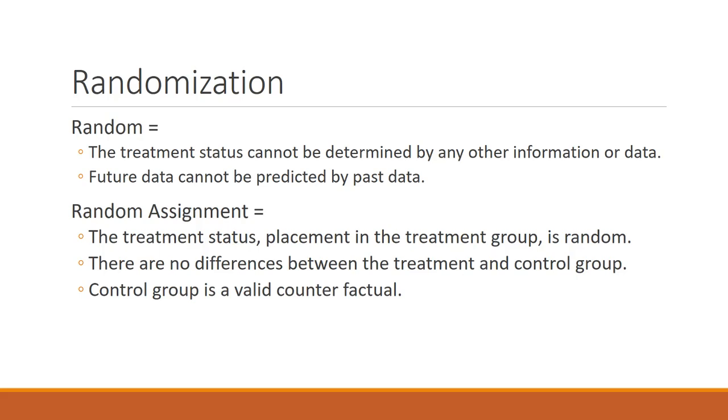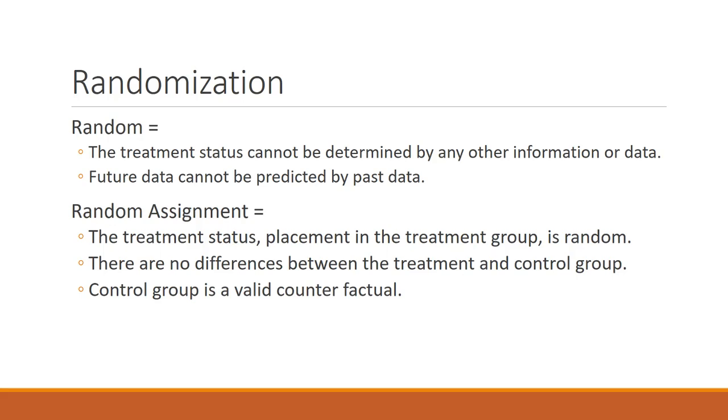Randomization solves that problem because when you randomly assign who gets the treatment, there is no reason why they have it. It's entirely independent of all other characteristics. The random assignment means that who has the treatment is not determined by anything else. It's entirely random.